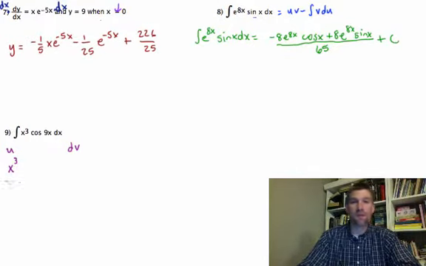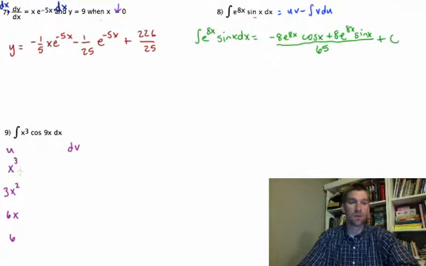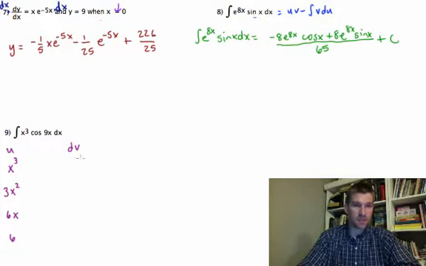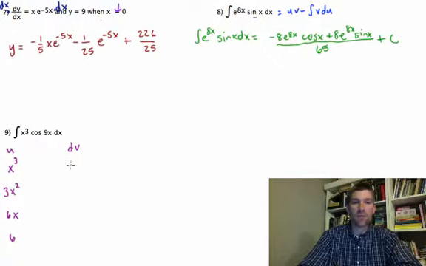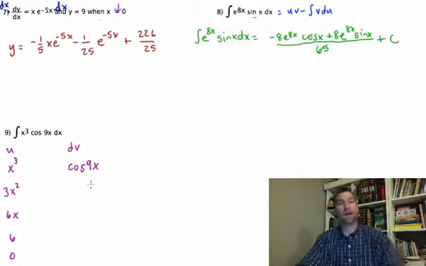So when we take the derivative of x cubed, we get 3x squared. If we take the derivative of that, we get 6x. And when we take the derivative of that, we get 6. So there's your derivatives: 3x squared, 6x, 6. Okay. On the other side, we're going to have cosine 9x. And then after 6, of course, is 0.